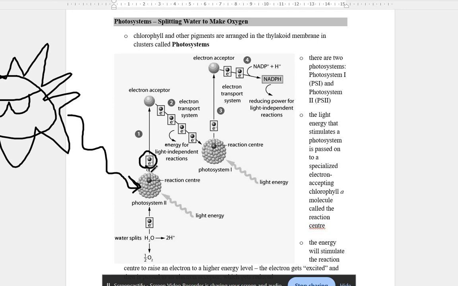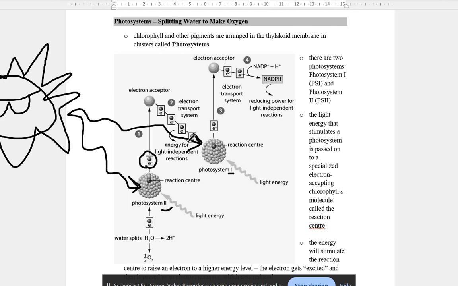So now this electron has all this energy, and it's passed through some electron transporters in the membrane of the thylakoid. And then another photon of light comes along, and it strikes the next photosystem. Notice they have these numbered in the wrong order. That's because they found photosystem 1 first before they realized, oh, there's another photosystem, it's photosystem 2. But in reality, photosystem 2 is stimulated first, and then photosystem 1 is stimulated by photons of light.